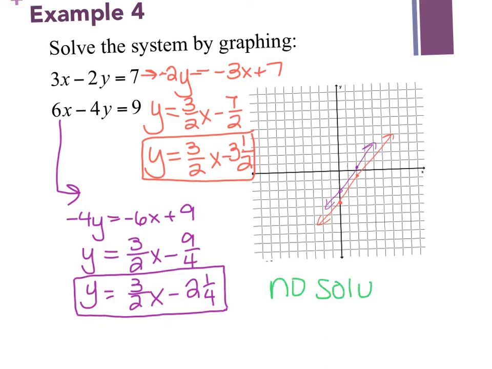How do you put 2, 3? How do you have 3 halves? Up 3 and over 2. So rise over run.